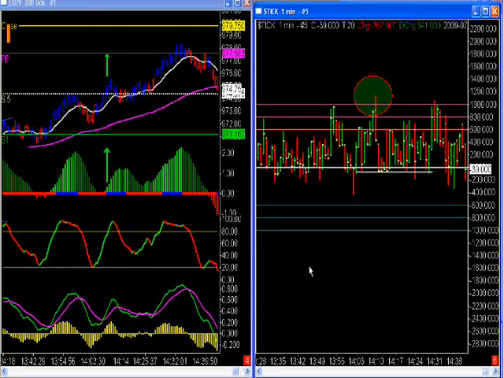For those of you who don't know what the tick is, it's a market breadth internal, and it measures the difference between the number of New York Stock Exchange stocks trading on an uptick, and that means the last price is trading higher than the previous price, and the number of stocks trading on a downtick, meaning the last price trading lower than the previous price.